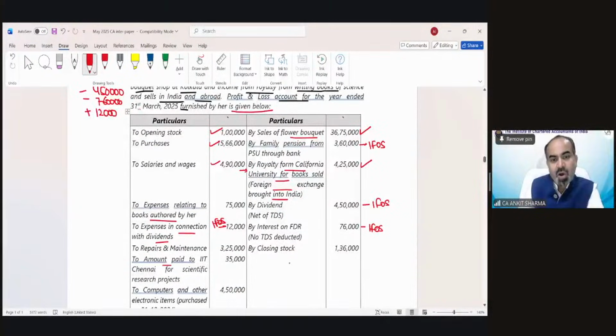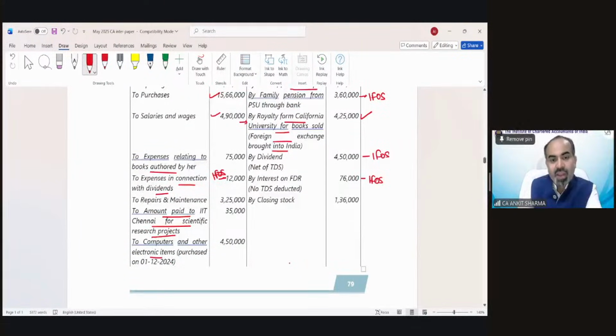Now you can see the amount paid to IIT Chennai for a scientific research project. We have discussed this point today in the starting: for scientific research, if the payment has been made and that is not in-house research expenditure, that would not be allowed under the default tax regime. So this 35,000 is not going to be allowed under the default tax regime. This would be allowed under the optional tax regime.